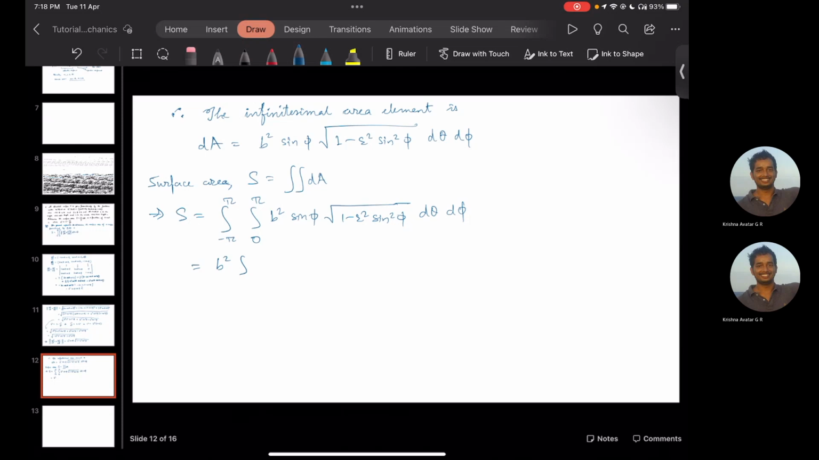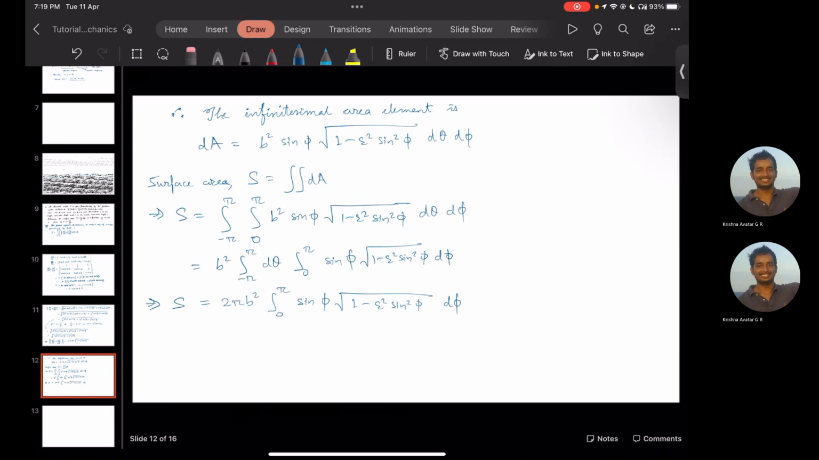We'll have b square common, and then the integral from minus pi to pi of d theta, times the integral from 0 to pi of sine phi root over 1 minus epsilon square sine square phi d phi. So it's a product of integrals. The first term evaluates to, d theta is just theta, so minus pi to pi, it's 2 pi. So S is equal to 2 pi b squared times the integral from 0 to pi of sine phi root over 1 minus epsilon square sine square phi d phi.